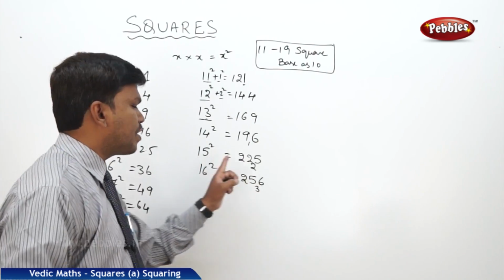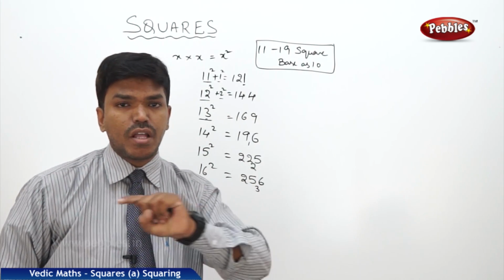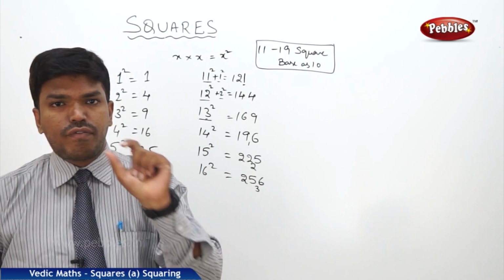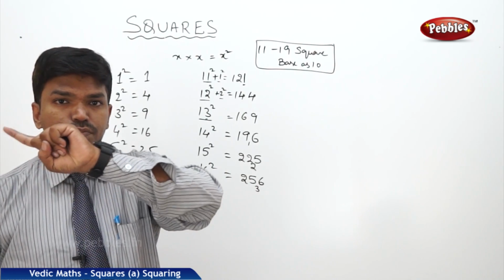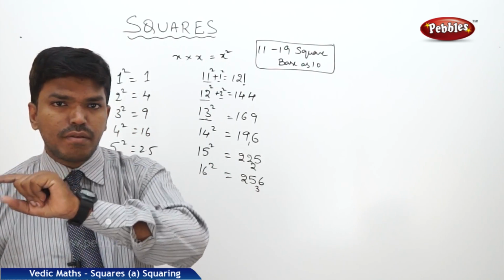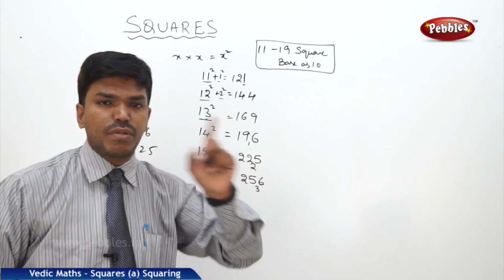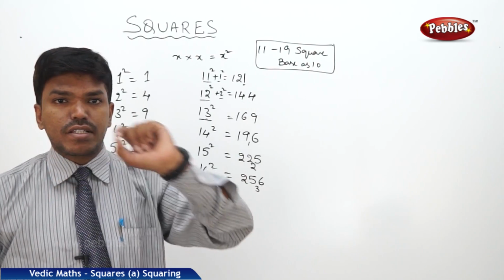Similarly here also, 15 square. First 5 square, 25. Drop 5, carry 2. Now what is the excess number when you compare with the 10? 5. So 15 is the main number. Add the main number with the excess number. 15 plus 5, 20. Plus 2, 22. Similarly 14. 4 square, 16.